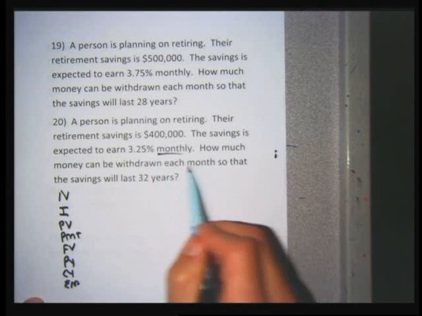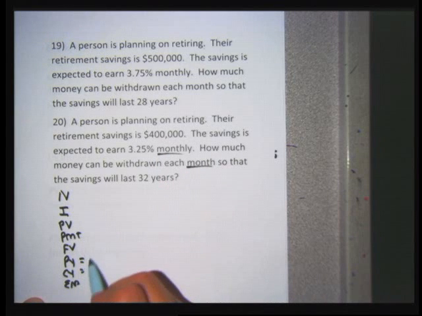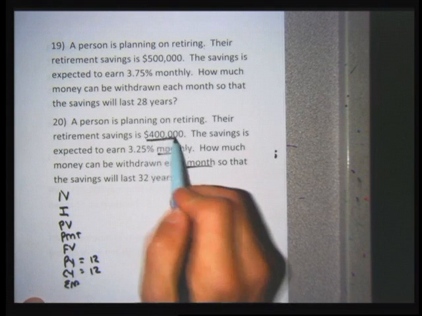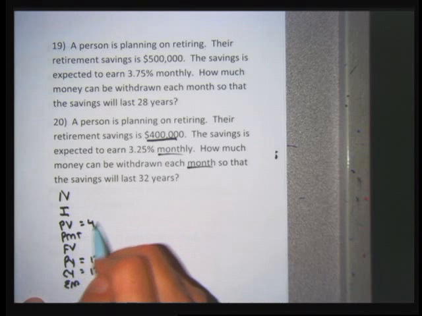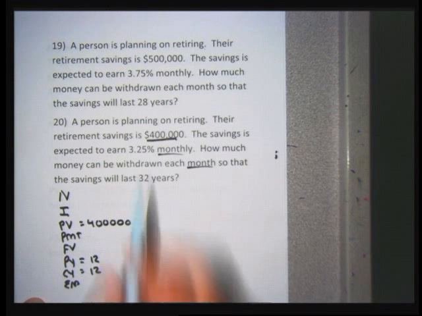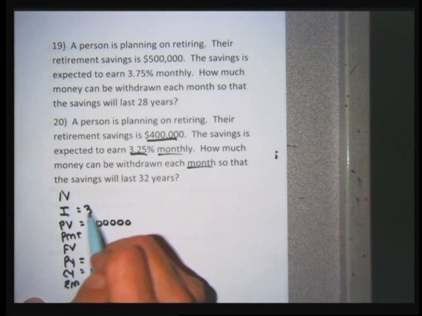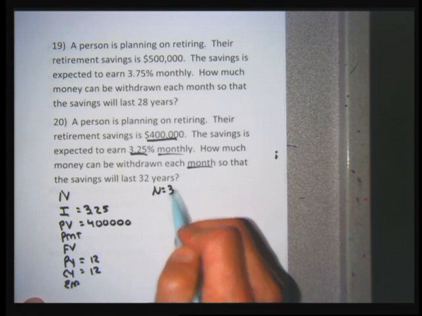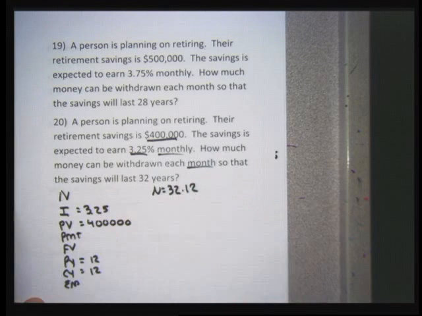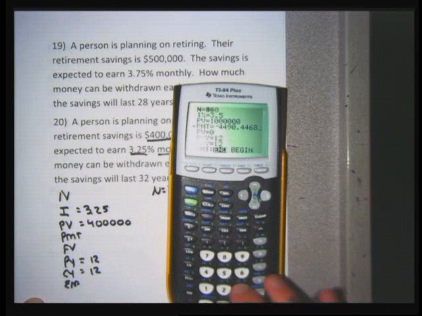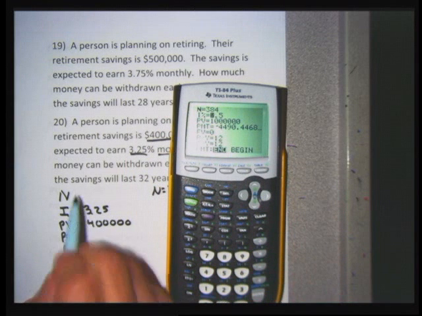And in most of my spending of retirement problems, people are getting monthly checks, so my PY and my CY are going to be 12. In problem 20, the first dollar amount I see is $400,000. That's the amount that they already have saved up. PV is positive when you're spending your savings. 3.25% is the interest rate. My N is going to be the 32 years times the 12 times per year. So I scroll up to my N and do 32 times 12 and get 384.